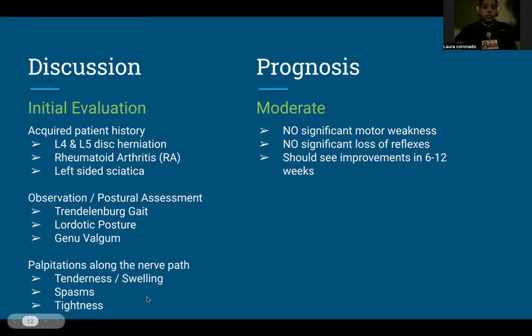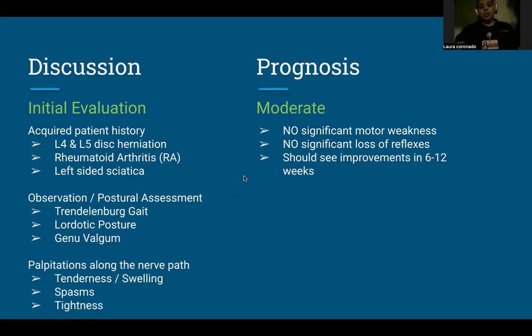And then we also did some palpation along the nerve path, looking for any tenderness or swelling. We are looking for spasms and tightness, which she did display tightness in her QL muscle, the quadratus lumborum. She also had some tightness in her glutes, her piriformis, and some of her gastroc as well. And we also saw some tenderness and swelling on her first visit.